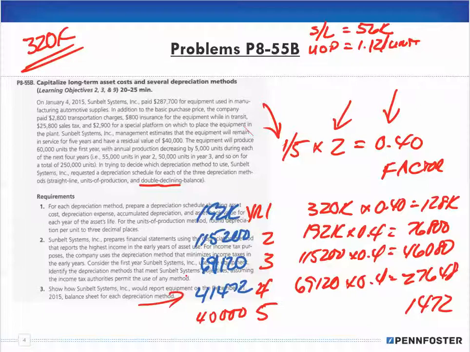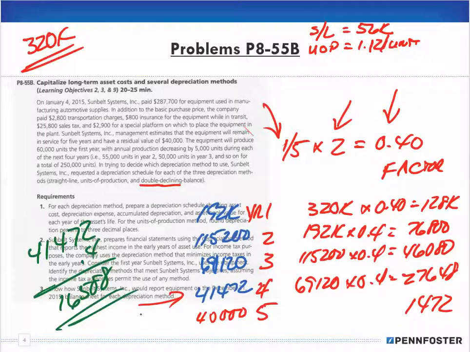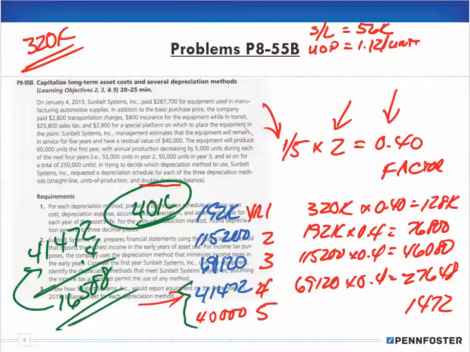41,472 times 0.4 means we would have an additional $16,588 of depreciation expense, right? Well, if we take that 16,000 from the 41,000, that's going to put us below our $40,000 residual value, and we don't want that. So we can only take the difference between our book value at that time and the $40,000 of residual value that we want, which ends up being the 1,472 for our depreciation. Okay, so that's it for the double declining balance.